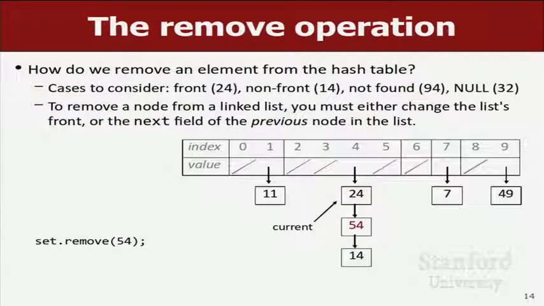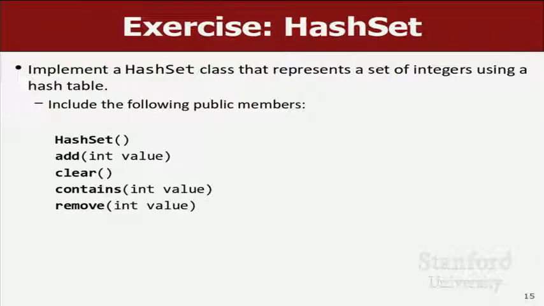And then remove is just, oh, I want to remove 54, so make current point there and make current's next point around him, right? You know how to do all this stuff. That's it. That's how you do it. That's how you implement this thing.